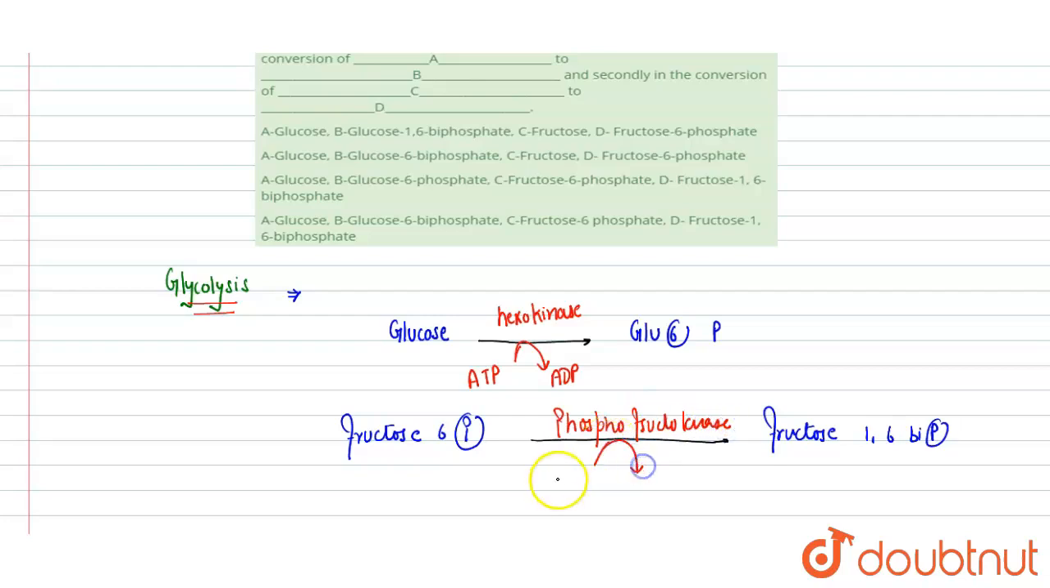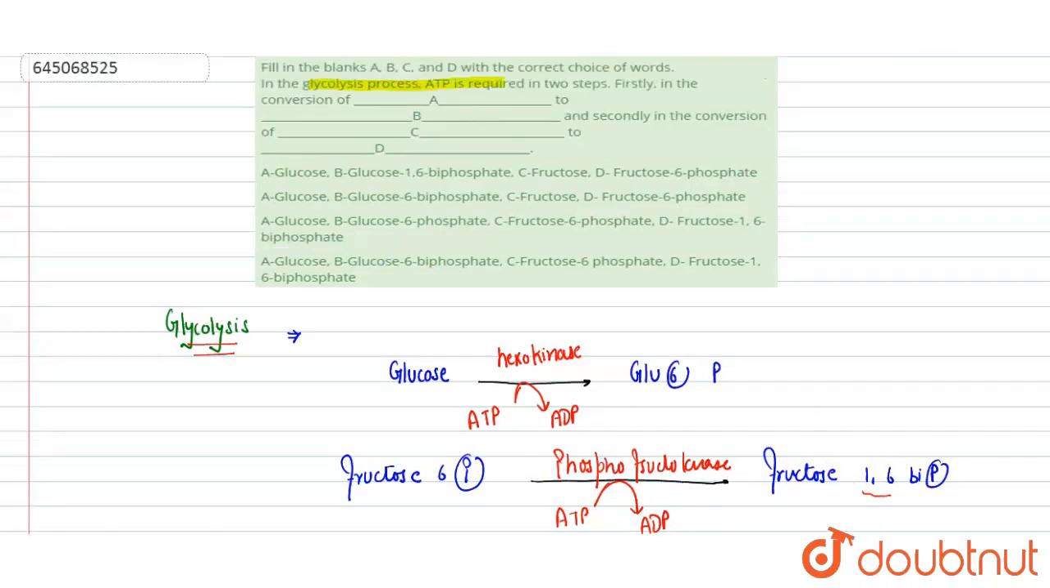Here also ATP is being converted into ADP, and this one phosphate that is being transferred to 6-phosphate, it becomes the 2-phosphate, that is bisphosphate. So these are two reactions in which ATP is required. Now we will see the options.